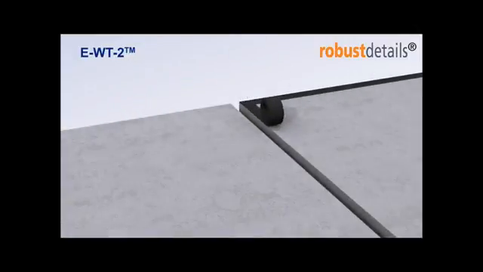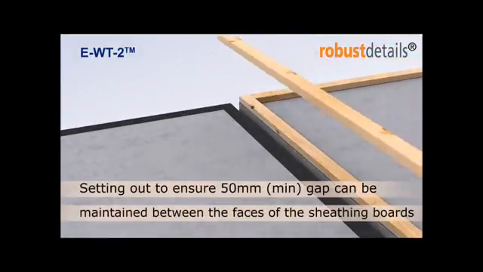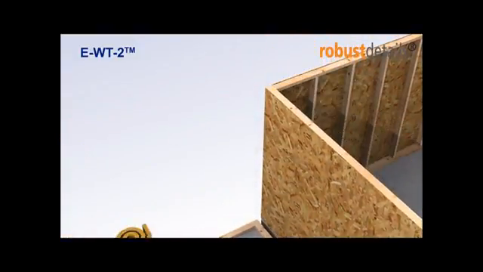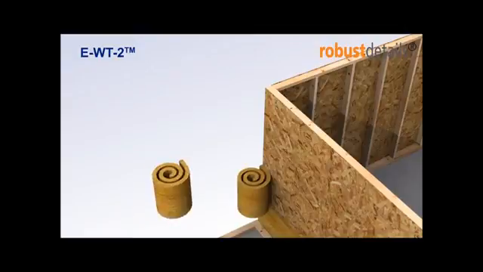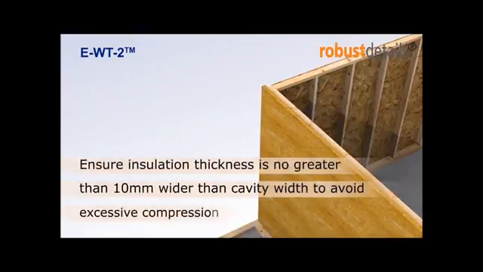For this wall type, the cavity width is measured between the faces of the wall sheathing. They should be at least 50 mm apart, so the studs need to be set out with this in mind. In this animation, we show how optional cavity insulation can be incorporated.